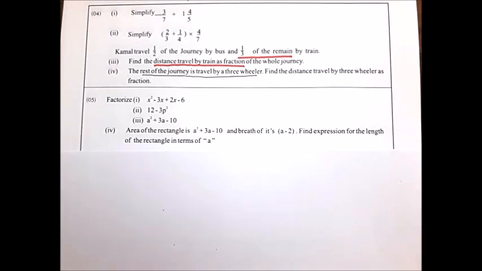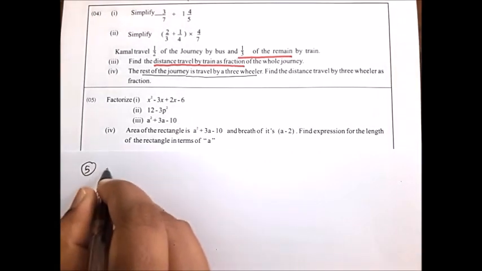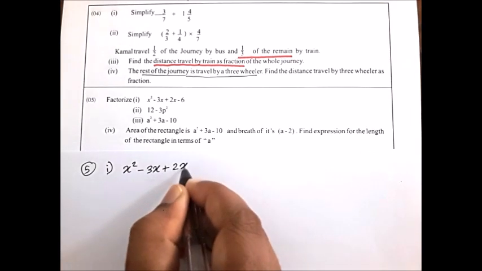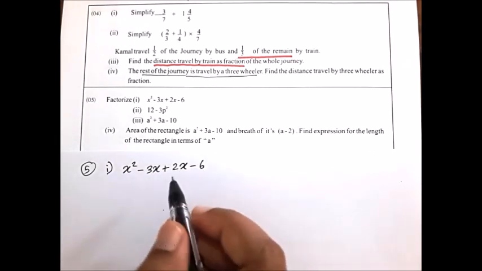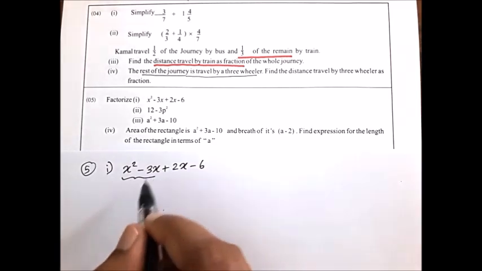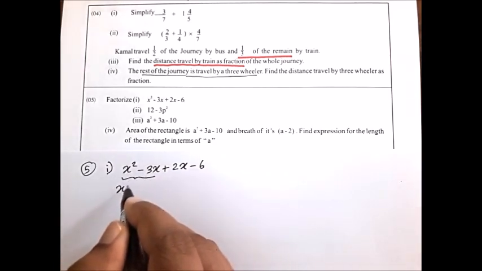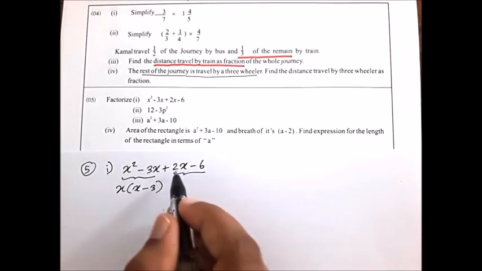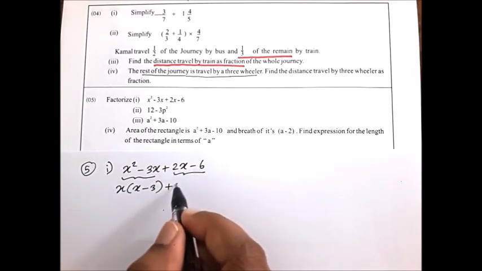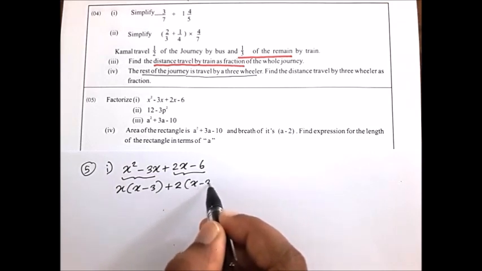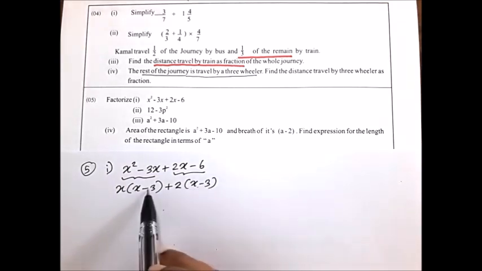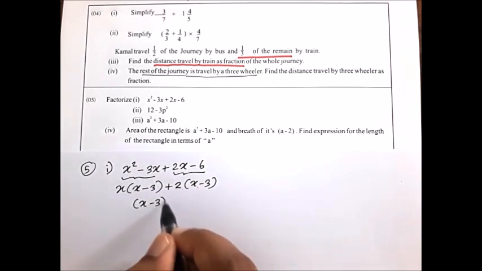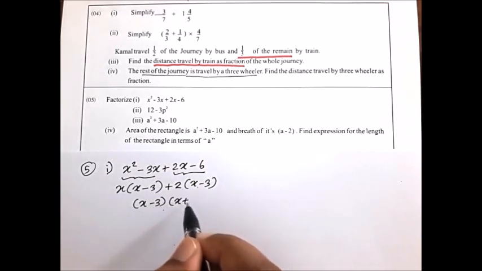Let's start the fifth question. First part, factorize. There are 4 terms. First take the common term of the first 2 terms. x is common. The remaining terms are x minus 3. Then take the common term of the other 2 terms. The common term is 2. The remaining is x minus 3. Then what is common for these two? It is x minus 3. And the remaining term is x plus 2.